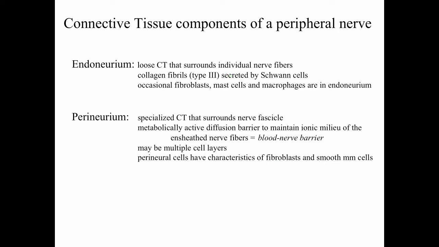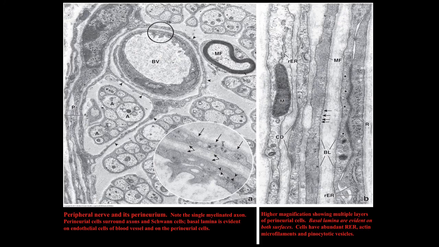It's a metabolically active diffusion barrier to maintain the ionic milieu of the ensheathed nerve fibers. It contributes to something we call a blood-nerve barrier in the peripheral nervous system. The perineurium may be composed of multiple cell layers. The perineurial cells have characteristics of both fibroblasts and smooth muscle cells.